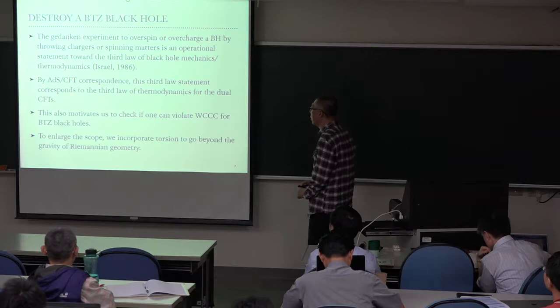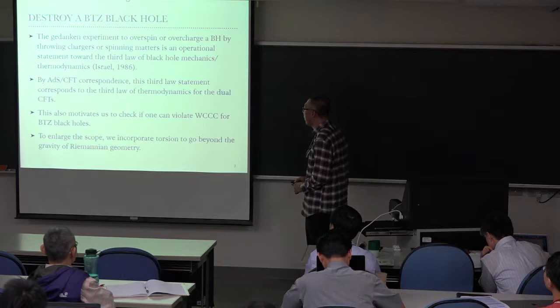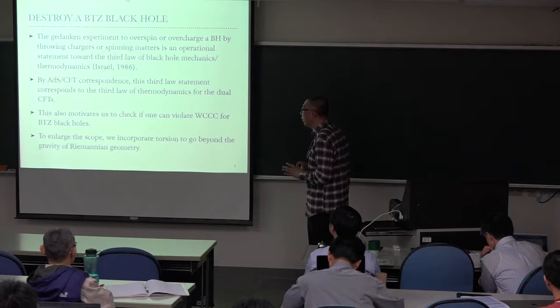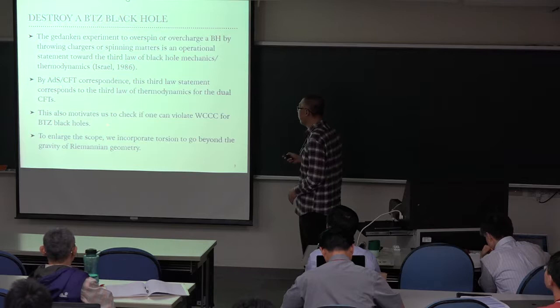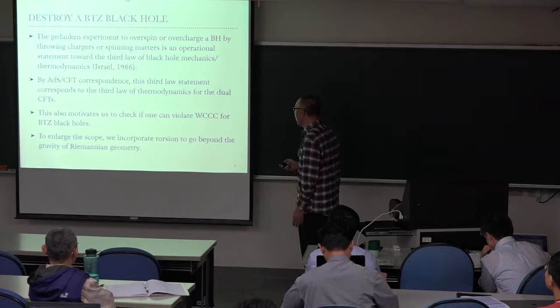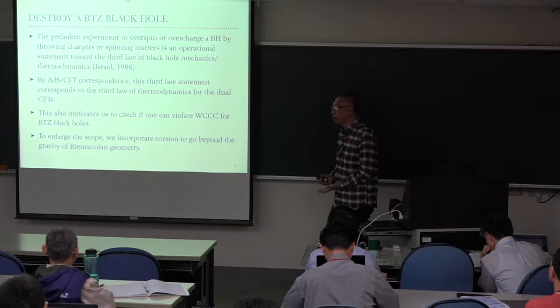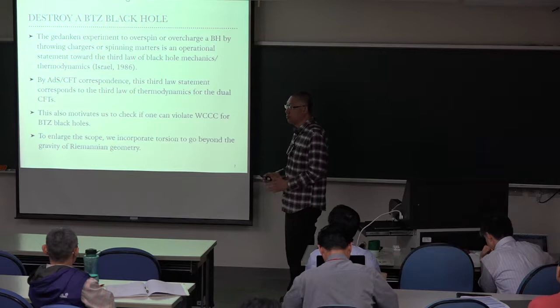And if this is true, then we know that by AdS/CFT correspondence, throwing matter into the black hole is in some sense like putting coolant into your system in the dual CFT, trying to cool down your system. And so if the cosmic censorship can be violated, then from AdS/CFT duality, this means that the third law of thermodynamics will be violated, because the extremal black hole has zero temperature. So once I can go beyond the extremal black hole and get a super-extremal one, my temperature will be negative. So it's impossible.